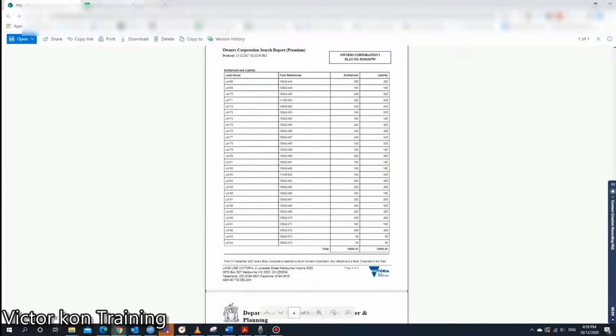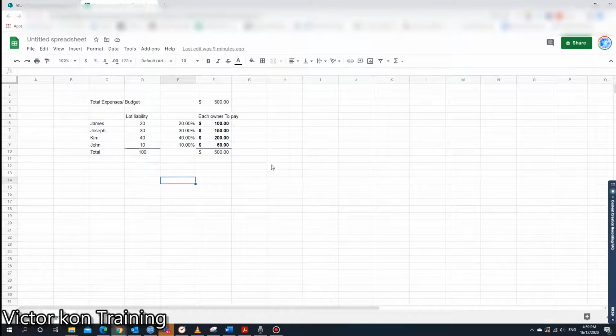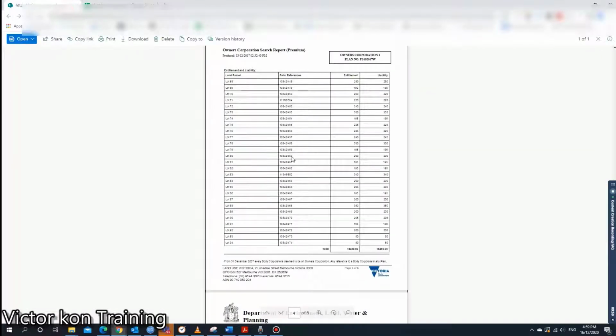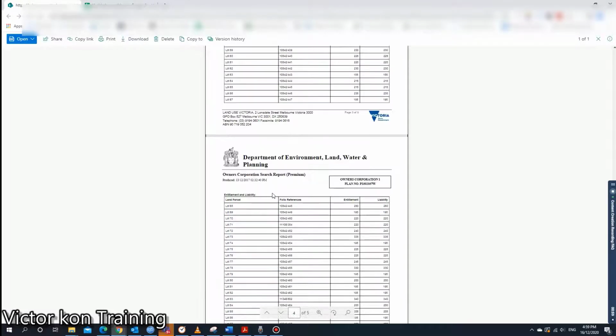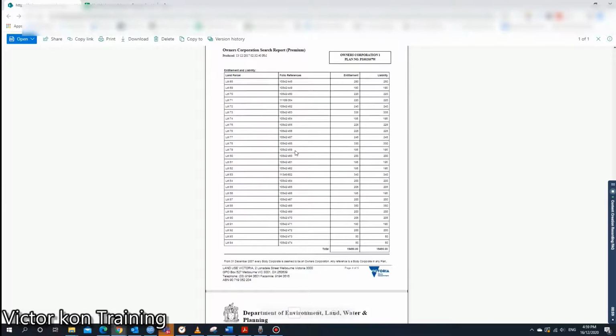Now, if you say, look, I still don't understand, Victor, I still don't get it, right? So this is the next version, simplified. Let's say, okay, this version has too many lots. There are about 94 lot owners here, 94 different lots.